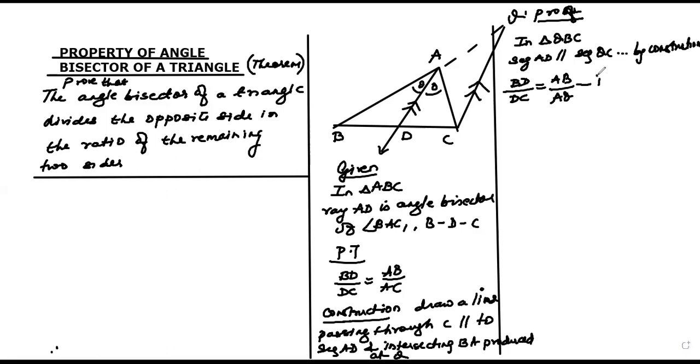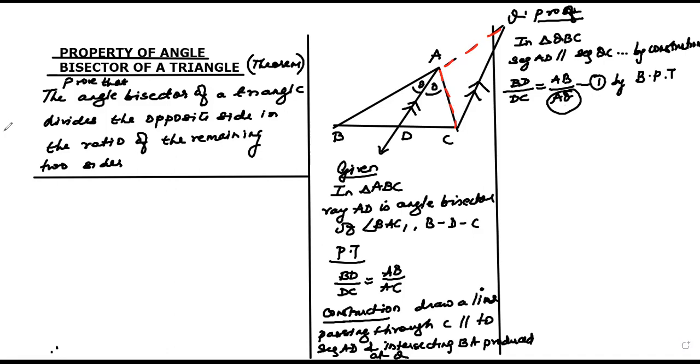I call this statement number 1, by basic proportionality theorem. Now compare what you have got with the answer. BD upon DC equal AB upon AQ मिल गया. The problem है AQ का, whereas in place of AQ, I want AC. In place of AQ, I want this AC. That means AQ और AC को equal दिखाना है.